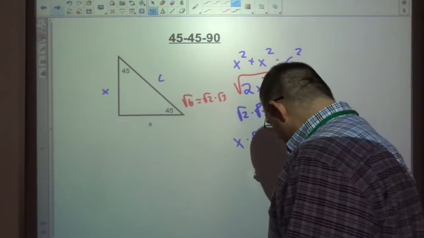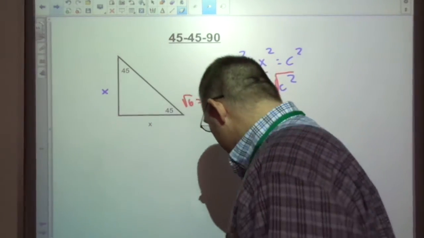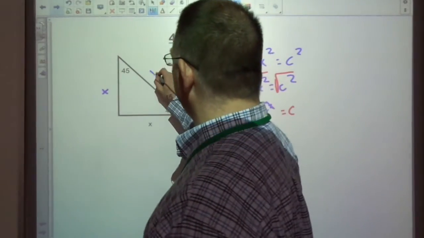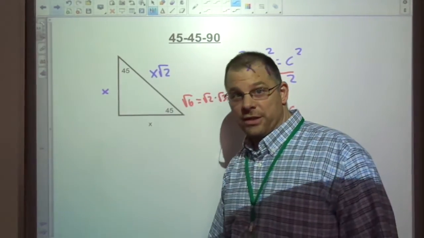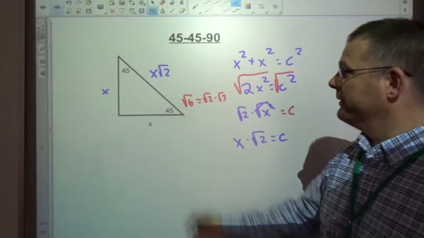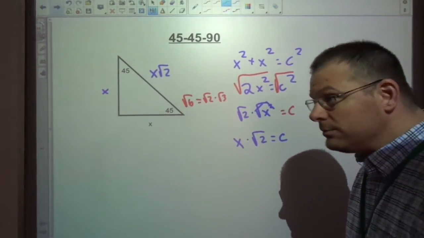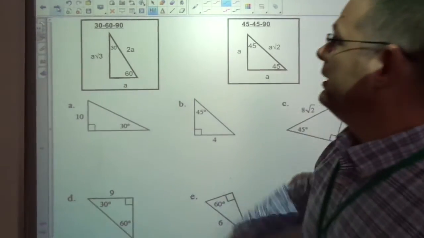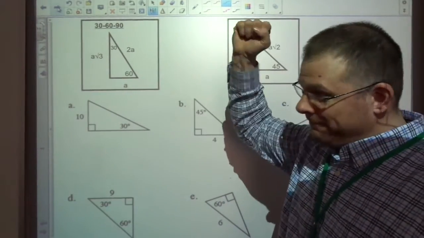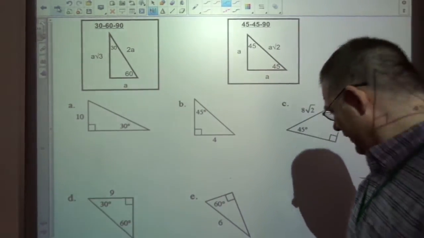So over here, whatever that leg is, if we multiply it by the square root of 2, that will always give us the hypotenuse. So we've got x, x, and x square roots of 2. So here's our 30, 60, 90. Here's our 45, 45, 90.